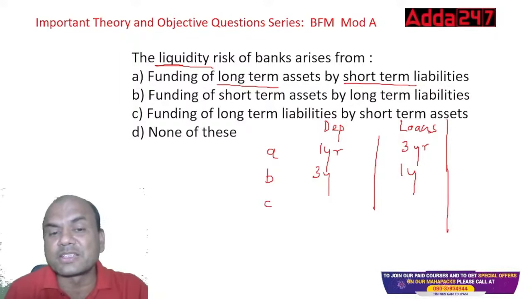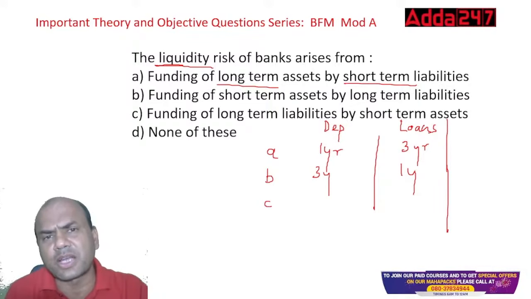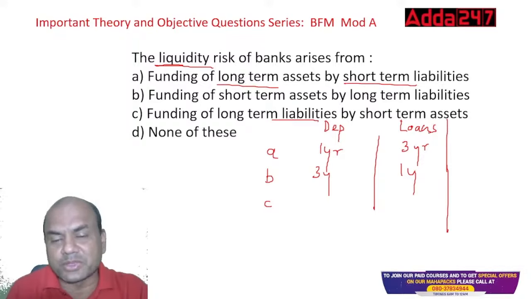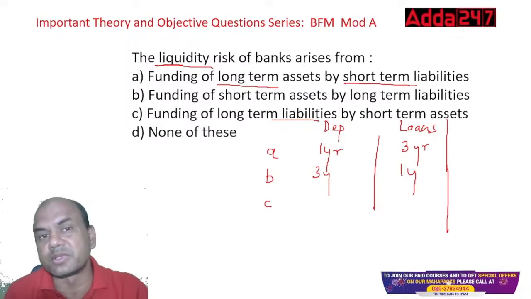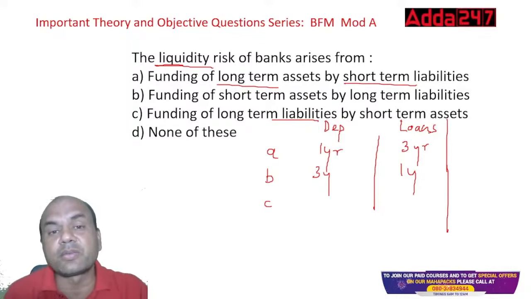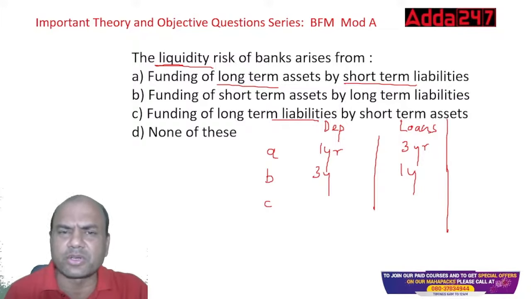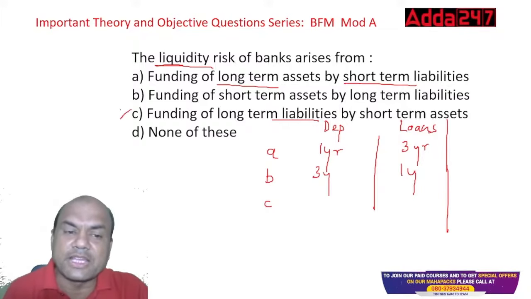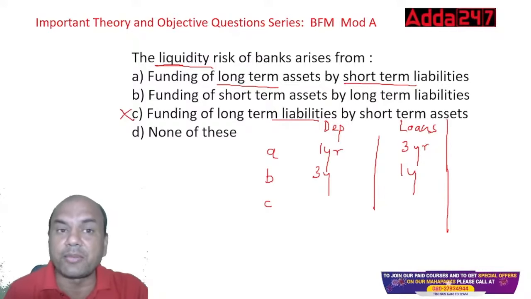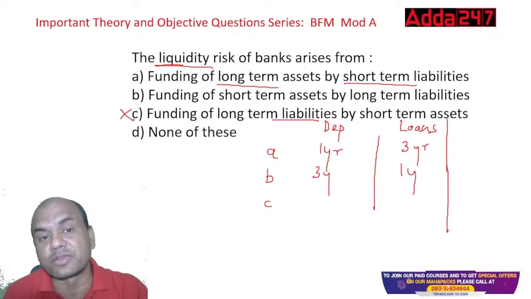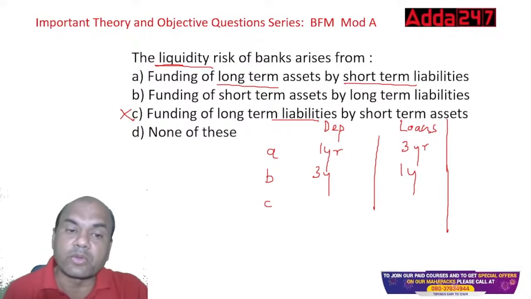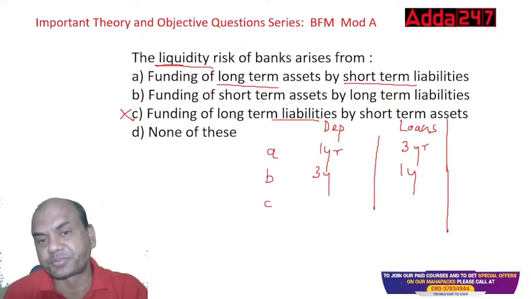Funding of long-term liabilities by short-term assets. This is ab initio wrong, from the start wrong. Why? Liabilities funded by assets? Is it possible? Not at all possible. Assets are always funded by liabilities, long-term or short-term. So C is ab initio wrong. Ab initio means from the start itself. We need not even discuss this. Now the question lies between A and B.